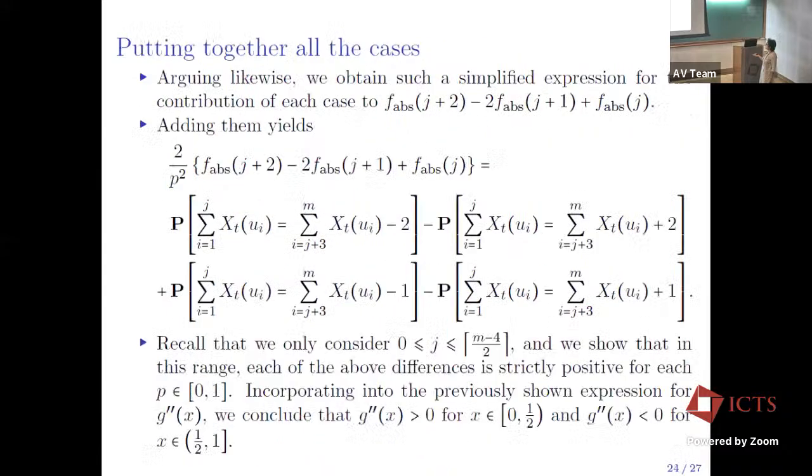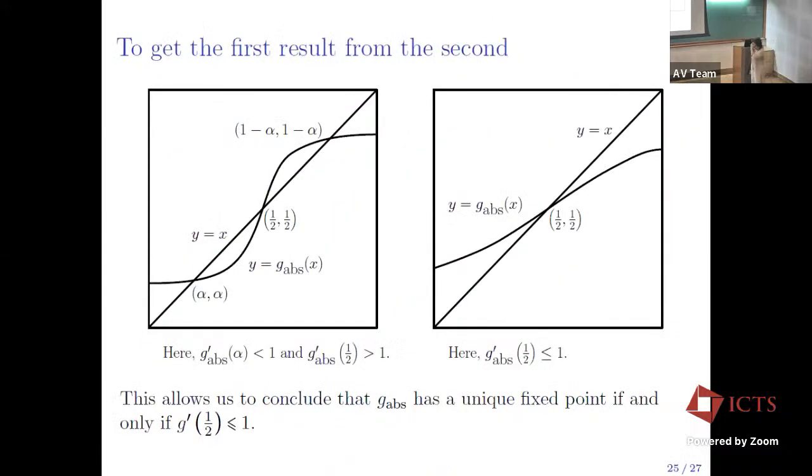So pictorially, the curve g absolute should look like one of these two. Because it's strictly convex in (0, 1/2), it can intersect the line y equal to x at most two points. And because it's strictly concave in (1/2, 1), it can again intersect the line y equal to x at most two points. Besides, because of the symmetry assumption, we know that 1/2 is a fixed point. So that intersection will definitely happen.